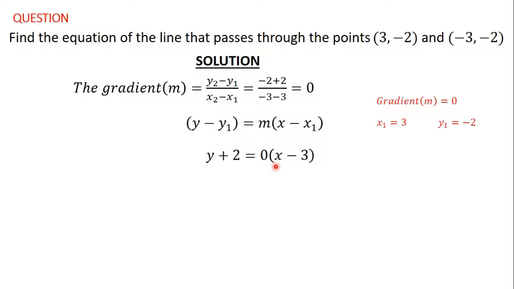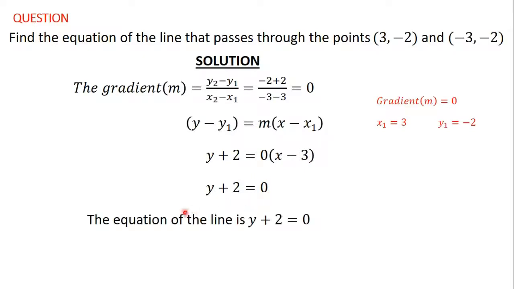0 times any number is 0. So this will give us y plus 2 is equal to 0 times x minus 3, which is 0. So the equation of this straight line is y plus 2 is equal to 0. Let me stress the point that you can choose the second point, which is (-3, -2), and you will still get the same answer.